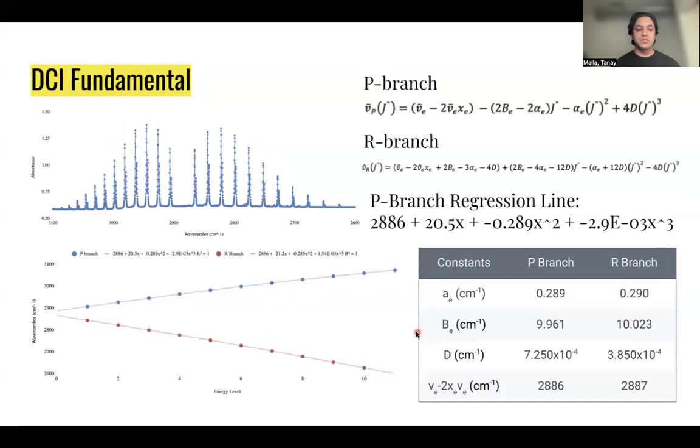The third peaks present on the graph belong to the DCl fundamental transition. Here the peaks are very distinct, and the R branch had 11 peaks, while the P branch had 10 peaks. The analysis of the fundamental transition is slightly different from those of the overtones, and these different equations are indicated in the top right. Again, the regression line was compared to these equations to determine the constants.